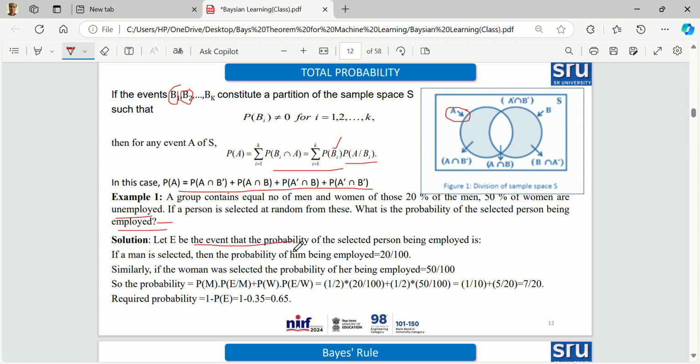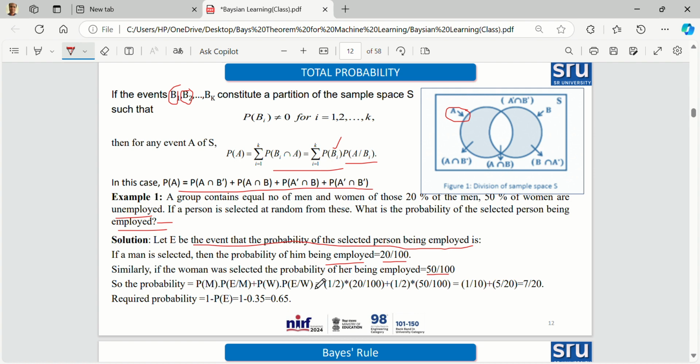Suppose E is the event that the selected person is employed. So a man is selected, so the probability of him being employed is 20 by 100, but that is already the unemployed figure. Similarly, if a woman is selected, the probability for her is 50 by 100. So what is the total probability? The total probability is the probability of a man into probability of E given M, plus the probability of a woman, W, into probability of E given W.